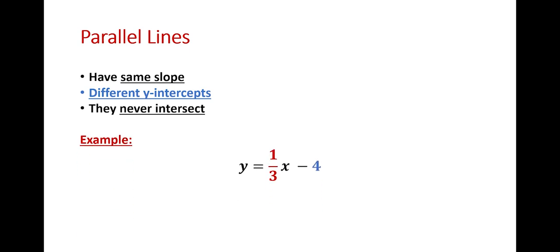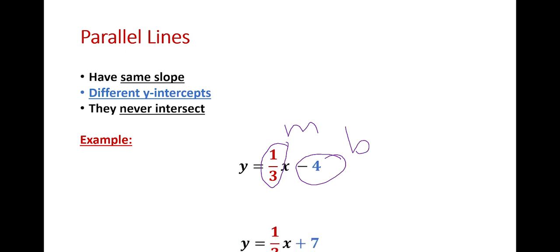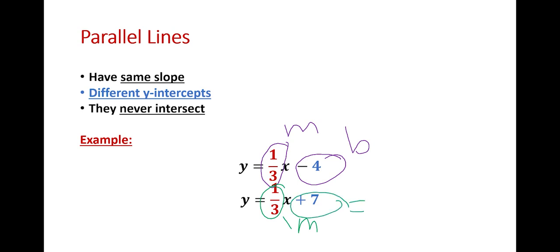For example, we have 1/3 x minus 4. In this equation, 1/3 is our slope and this is our b, the y value of the y-intercept. And then again here we see 1/3 is our slope and plus 7 is the y value of the y-intercept. So we see the y-intercepts are different but the slope is the same.